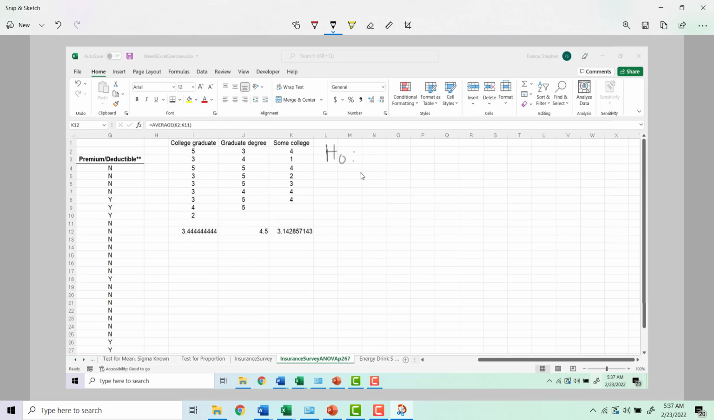Now we could write this as mu1 equals mu2 equals mu3. Alternatively, we could give it some meaningful significance, because the mean of college graduate equals the mean of graduate degree equals the mean of some college. That's what I usually do, but I'll stick with the book. But the alternative hypothesis is that at least one mean is different from the other.